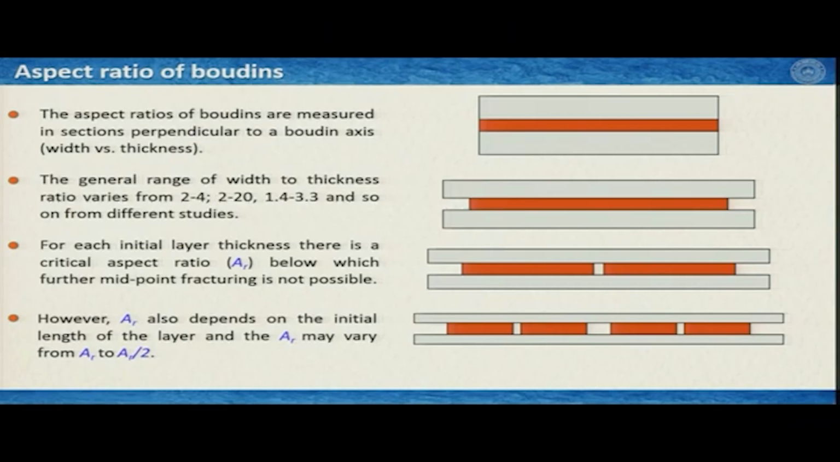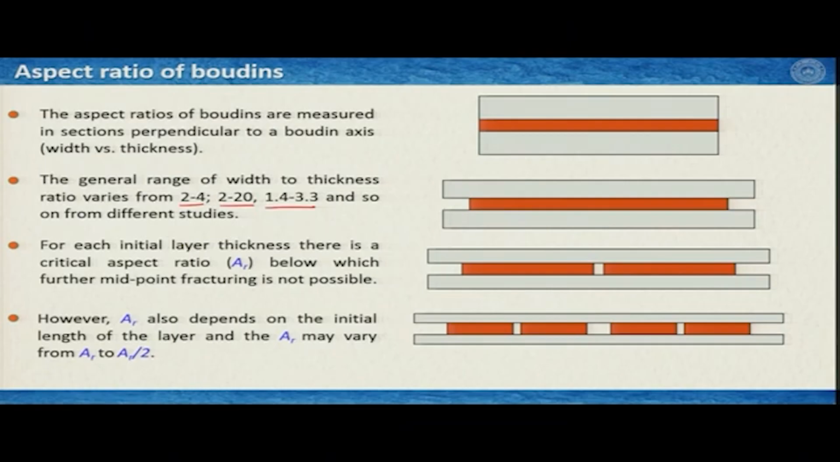The width to thickness ratio of boudins, interestingly, may vary within a wide range. However, in most areas there is a general tendency of thicker beds to form boudins of larger widths. Now, what we see here is the general range of width to thickness ratios reported from different field studies. A few studies reported that it is generally from 2 to 4, a few made it really large, 2 to 20, and then some made it really narrow, 1.4 to 3.3 and so on, and these are from different studies.